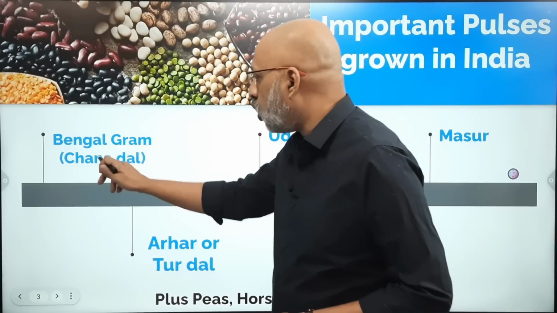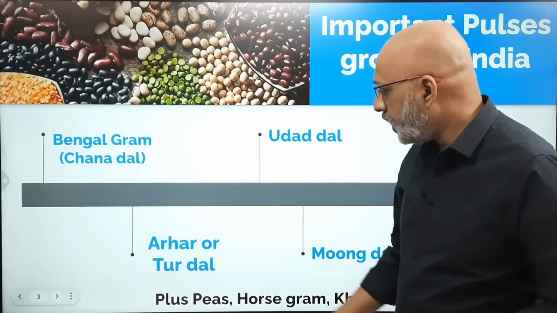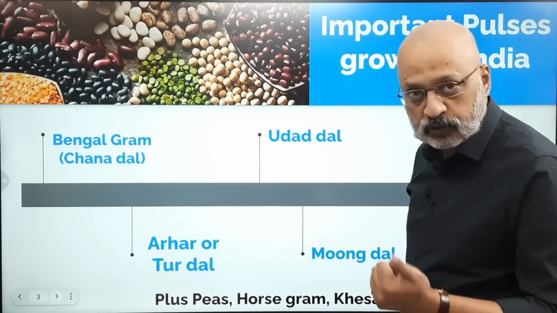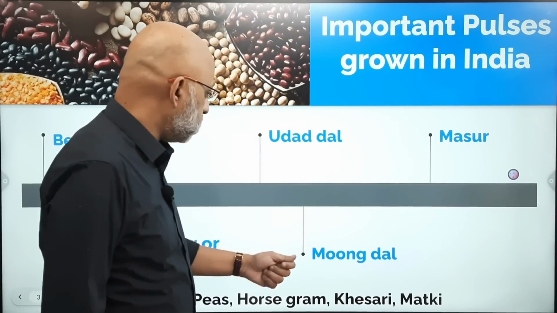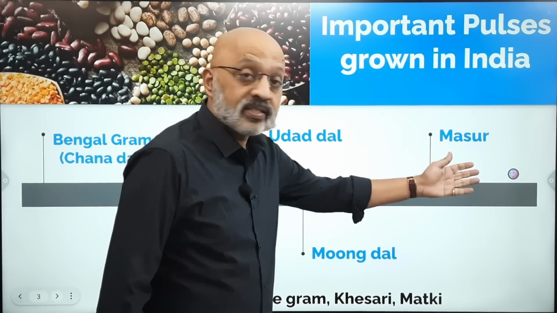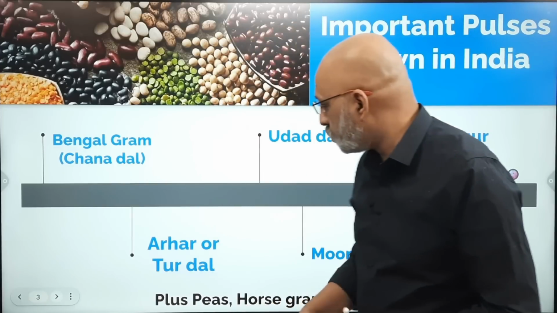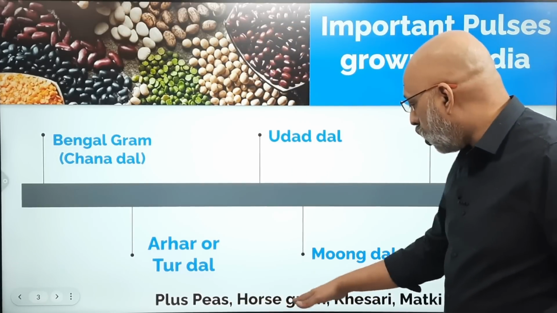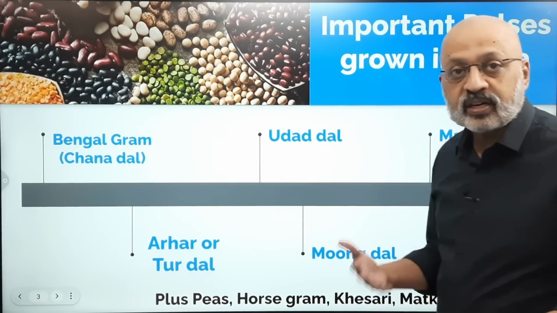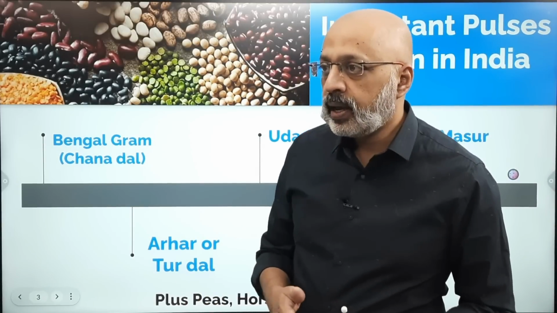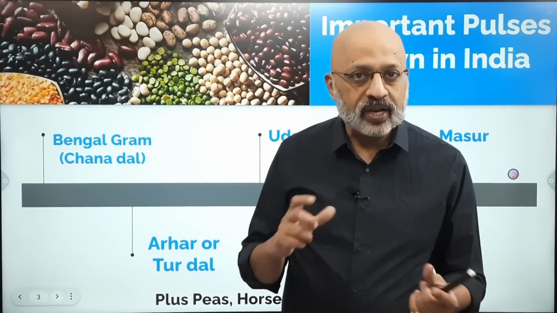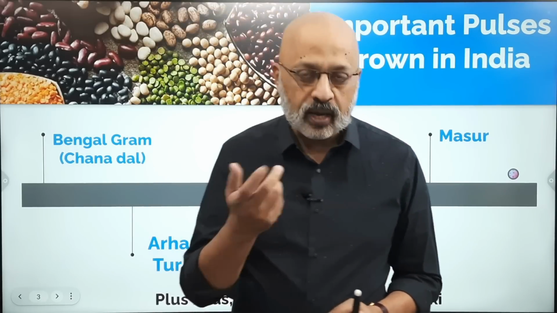Now, what are the important pulses that are grown and consumed in India? One, of course, is the Bengal gram, the chana dal. There is the arhar or tur dal, which we talk about. There is the urad dal, which is used for making idlis, etc. There is the moong ki dal, and then there is the masoor ki dal, apart from which you also have peas, that is matar, horse gram, and kesari and matki. These are the different kinds of grams which are used, produced, and consumed in India. Horse gram is also known as kulthi. Masoor is the lentil. Matar, peas, I have already spoken about. Urad is the black gram.